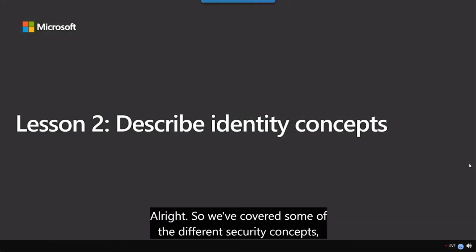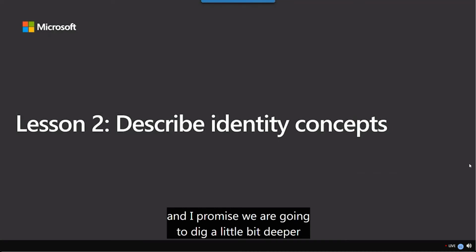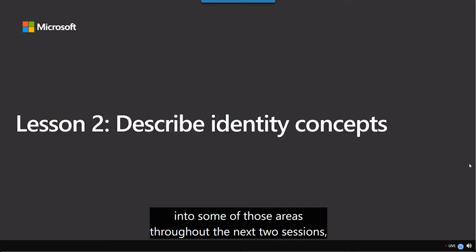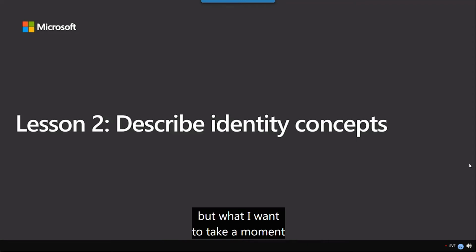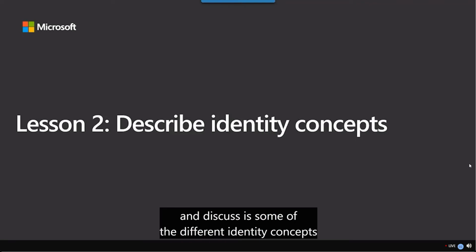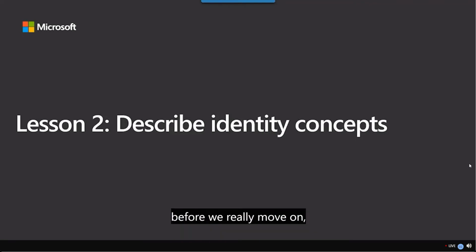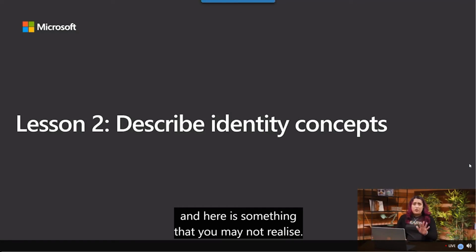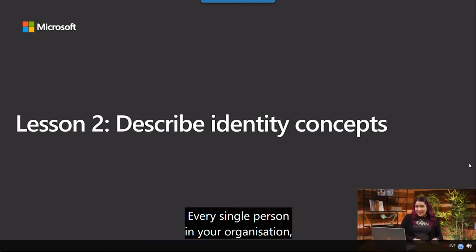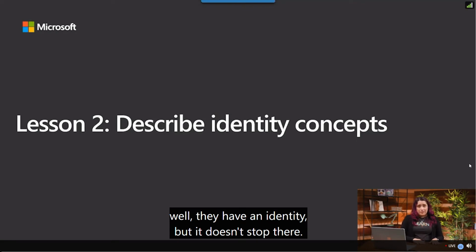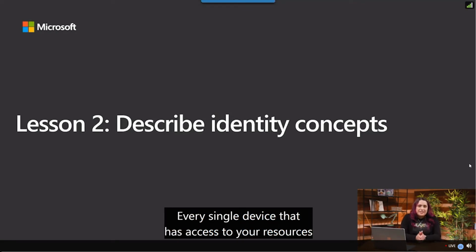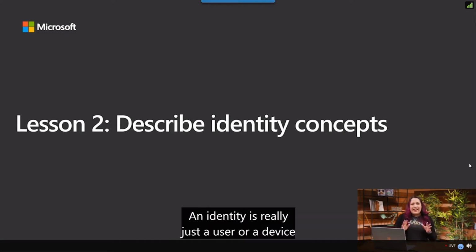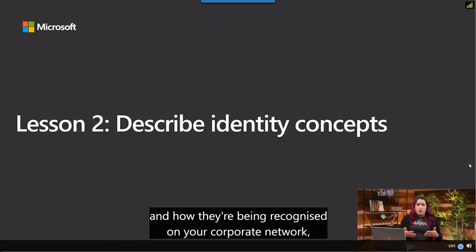All right, so we've covered some of the different security concepts. And I promise we are going to dig a little bit deeper into some of those areas throughout the next 2 sessions. But what I want to take a moment and discuss is some of the different identity concepts before we really move on. And here's something that you may not realize. Every single person in your organization, well, they have an identity, but it doesn't stop there. Every single device that has access to your resources also has an identity. And an identity is really just a user or device and how they're being recognized on your corporate network.